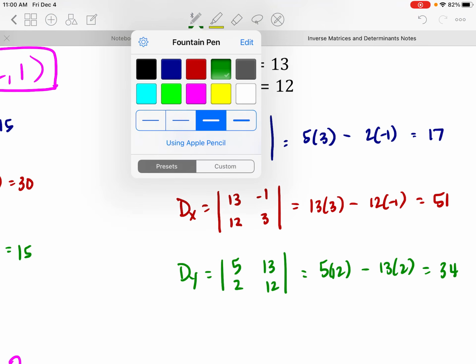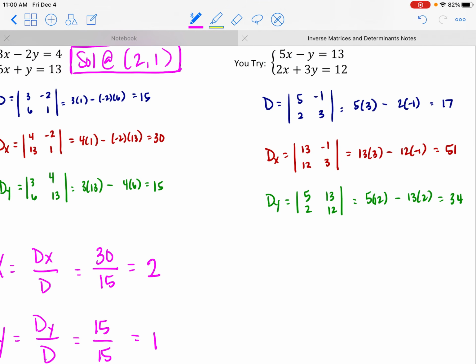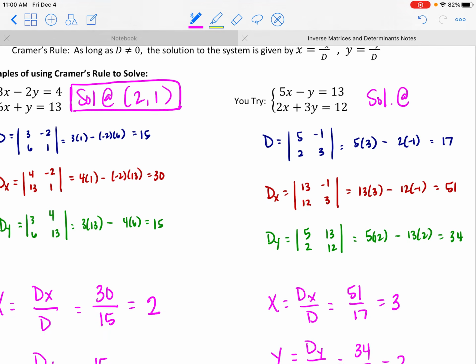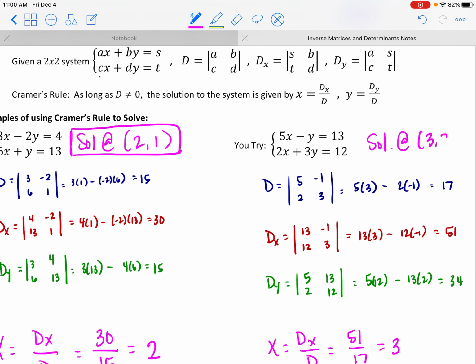All right, so now, according to Cramer's rule, our x value in our solution is, again, our determinant of x divided by our overall determinant. So we're looking at 51 divided by 17, which is 3. And then our y value in our solution will be our determinant of y divided by our overall determinant. So that's 34 divided by 17, which is 2. So the system has a solution at 3 and 2. If we were to graph these two lines, that is the point where they would cross.